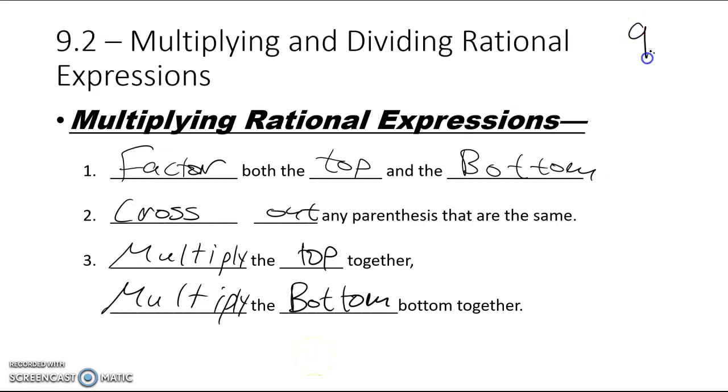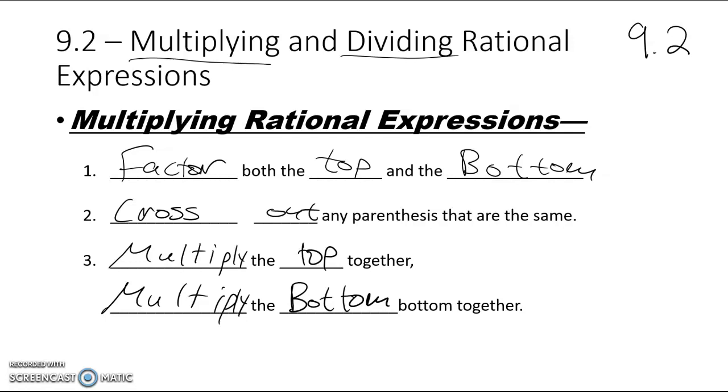Alright, ladies and gentlemen, welcome to the first video, the 9.2 notes. This will probably be two videos, probably just one over multiplying and then one over dividing rational expressions. So basically, multiplying rational expressions is mostly an extension of the simplifying rational expressions we did in 9.1. I'll explain what that's about.